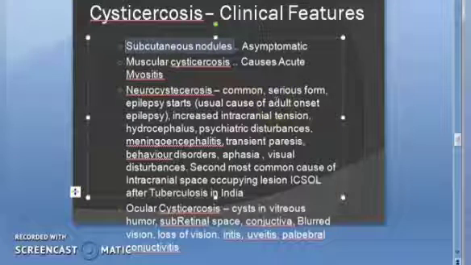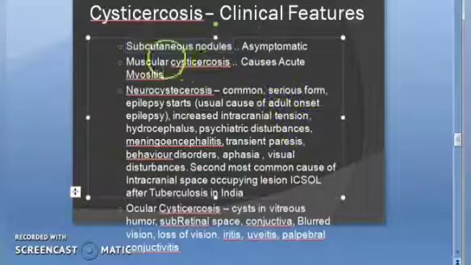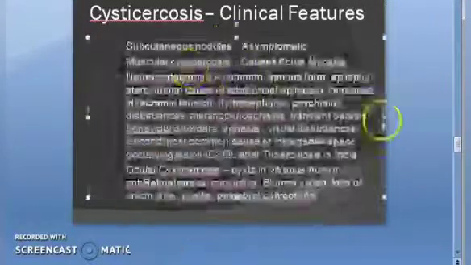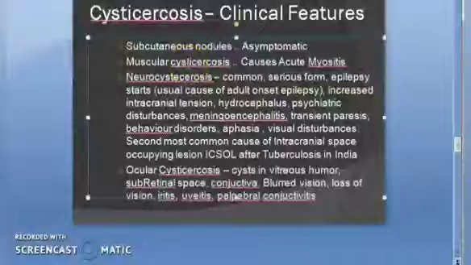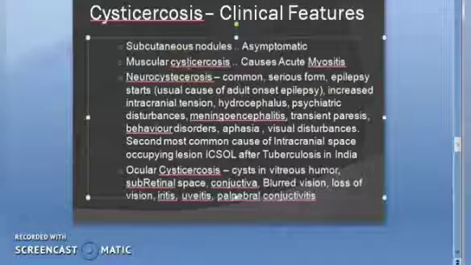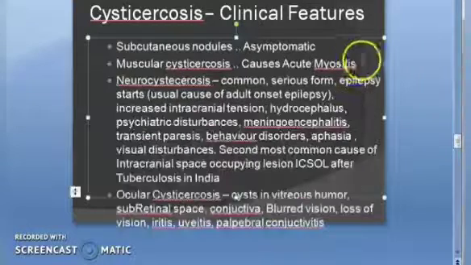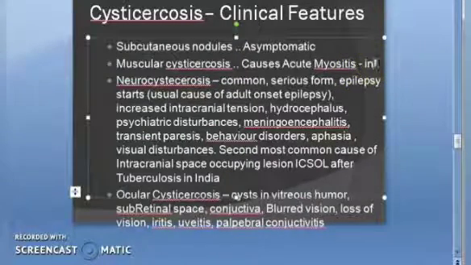Just now you touched the skin. Touch again and see. Are subcutaneous nodules there? No. But if they are there, they are asymptomatic. Nothing much to worry about there. Then coming to muscles, it affected the muscles. In muscles, what will happen? Acute myositis. What is myositis, guys? It's nothing but inflammation of muscle.